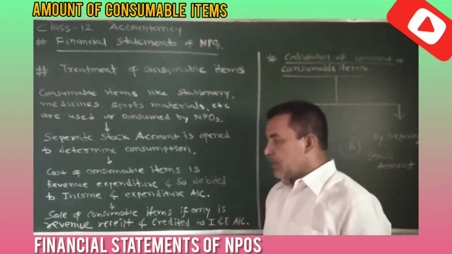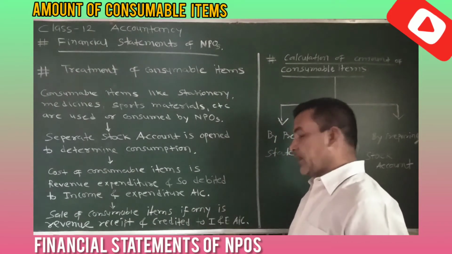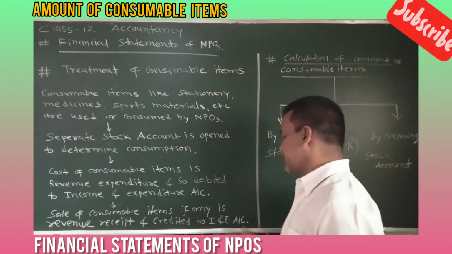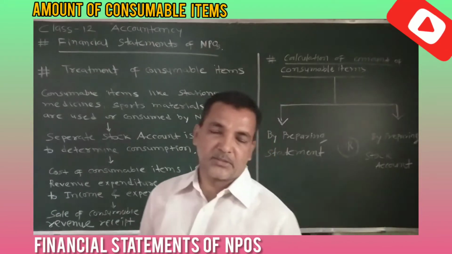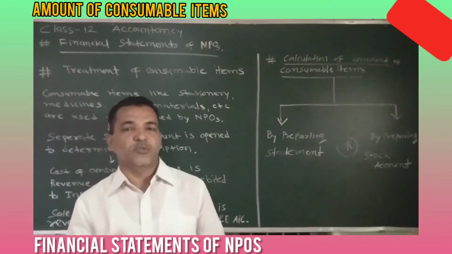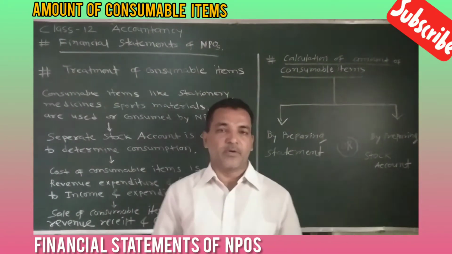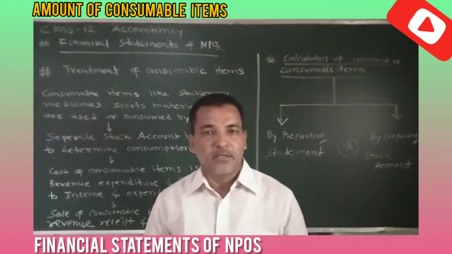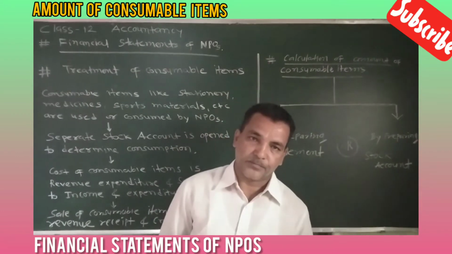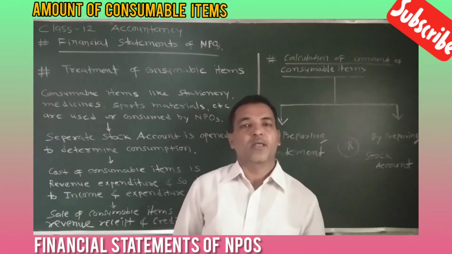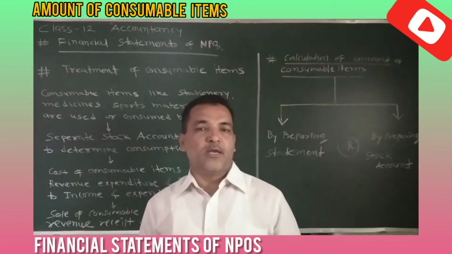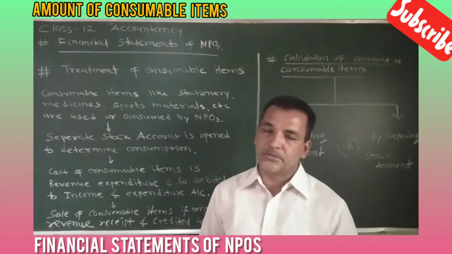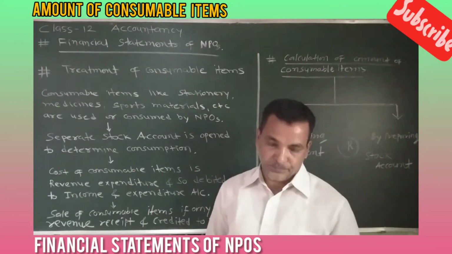One more point: the sale of consumable items, if any, is revenue received and credited to the income and expenditure account. So many times these consumable items are sold. It is a revenue receipt, and we will record it on the income side in the income and expenditure account. So when you are given the sale of consumable items, you will write it on the income side because it is a revenue receipt.